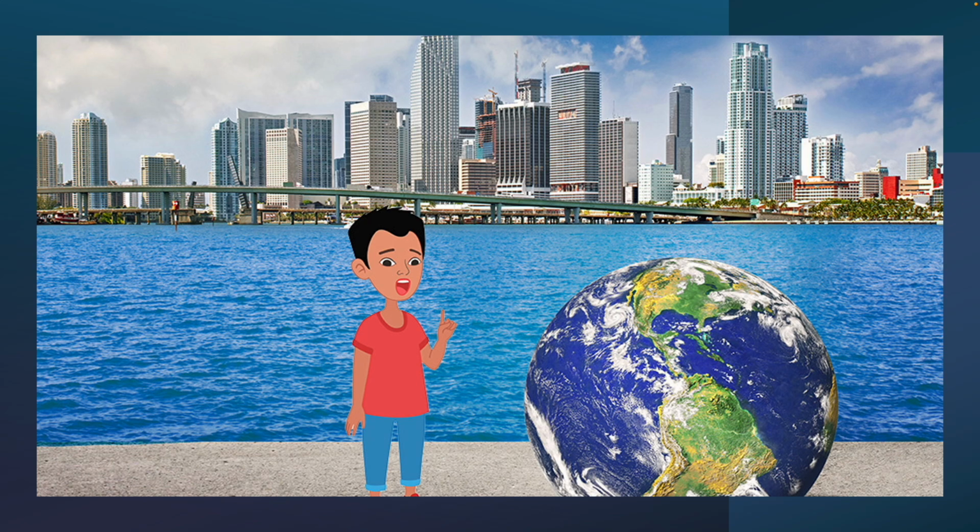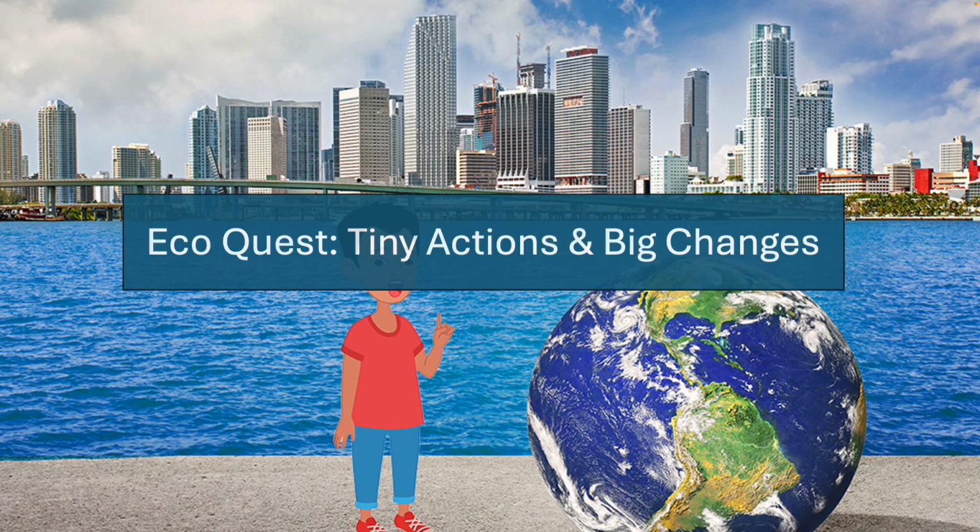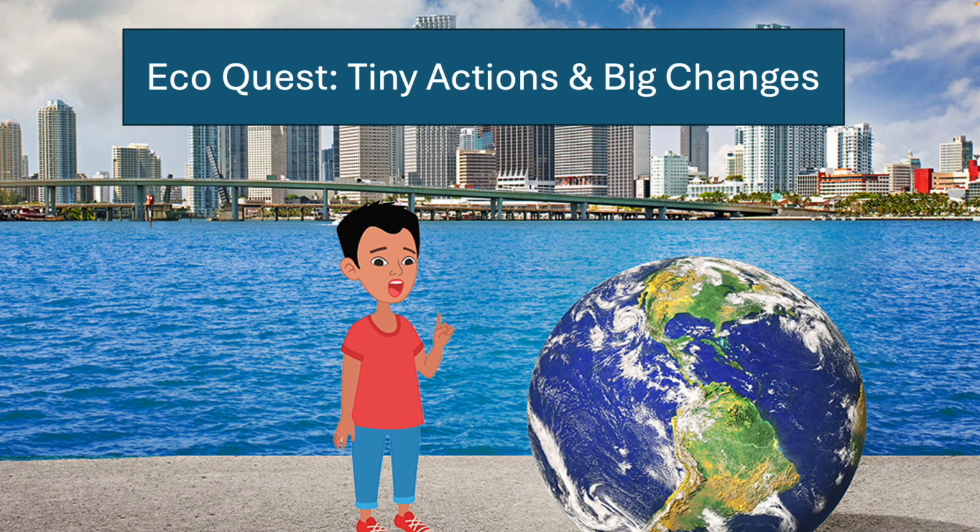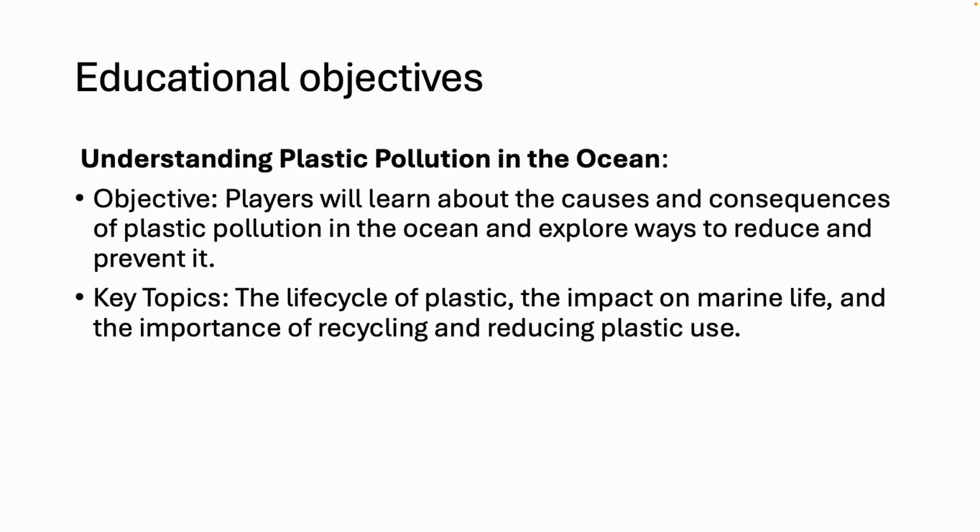Okay, so I know that we all want to just get started with coding, but I'm going to tell you: take 10 minutes here and start with game design. First thing, give your game a name. For this example game, I'm going to call it EcoQuest, Tiny Actions and Big Changes. Any of these things you can always change later, but start with the name.